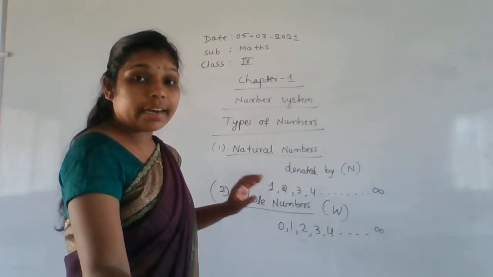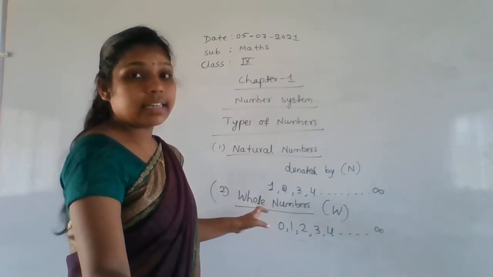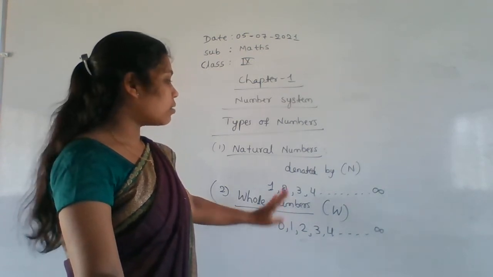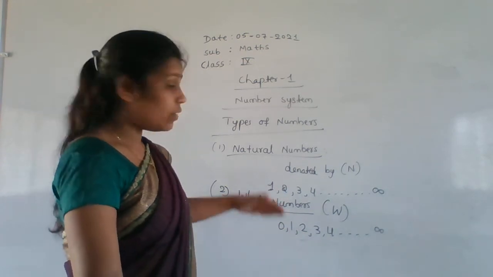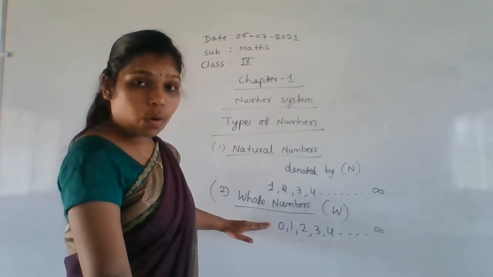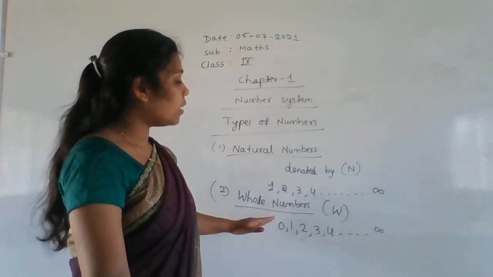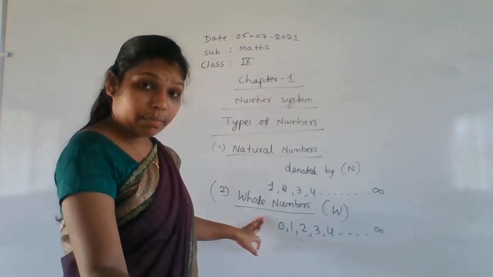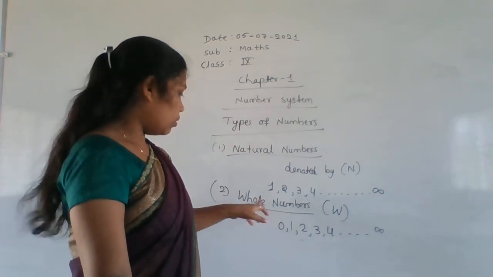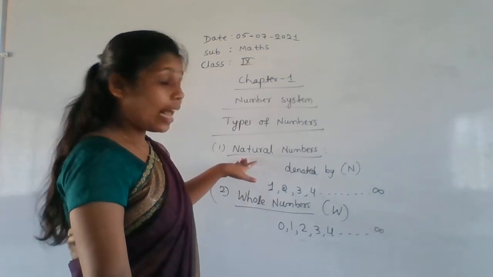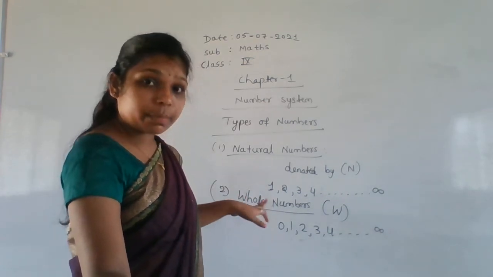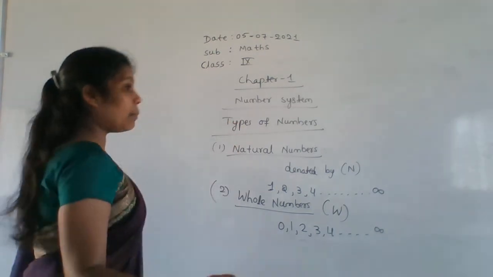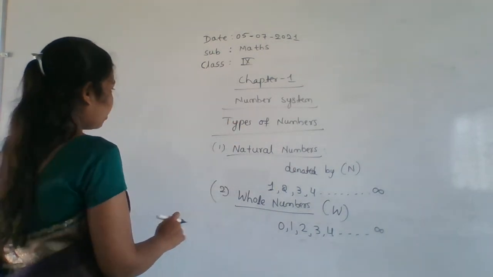Right? So if we add a 0, then we can say that it is a whole number. Otherwise, if 0 is not there, then it is called a natural number. That is the difference between natural and whole numbers. So what can we say here? All the natural numbers are whole numbers, but all the whole numbers are not natural numbers. See here what I am saying, the statement here.